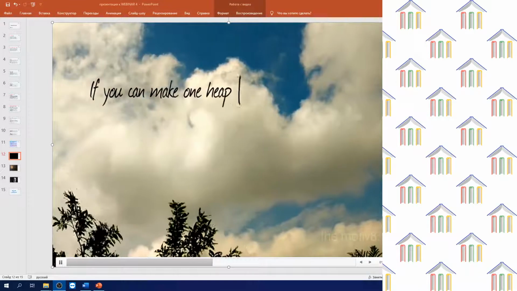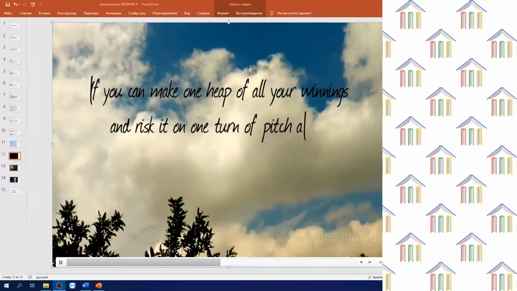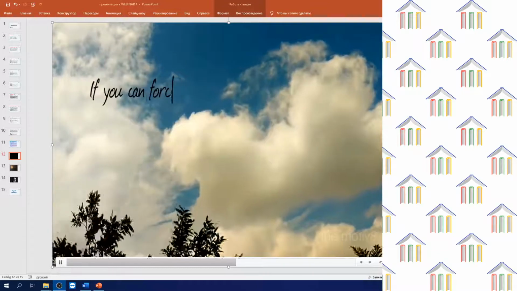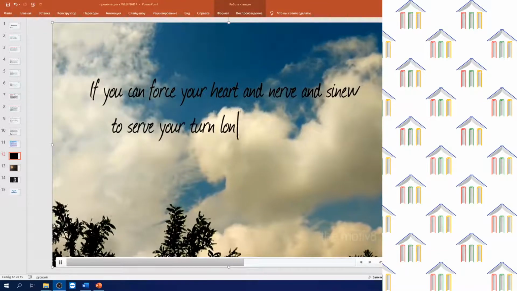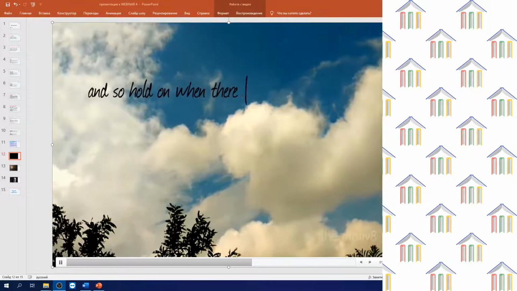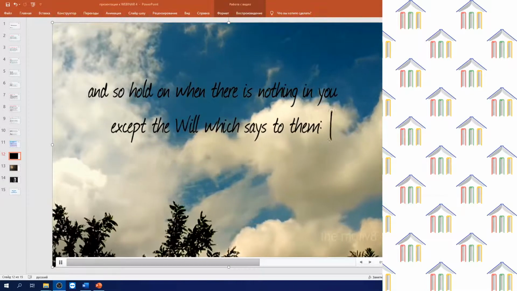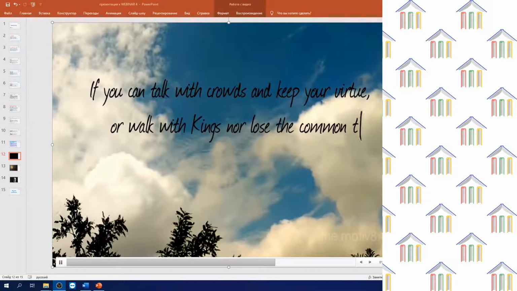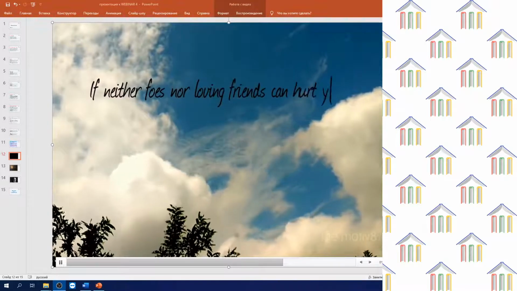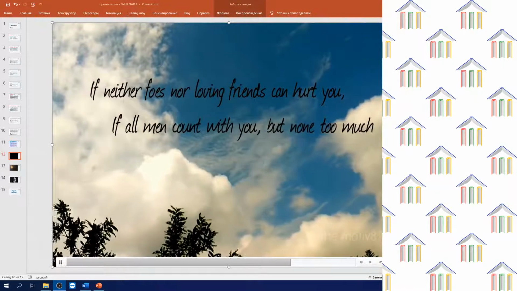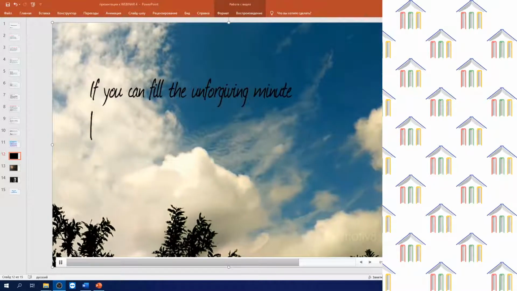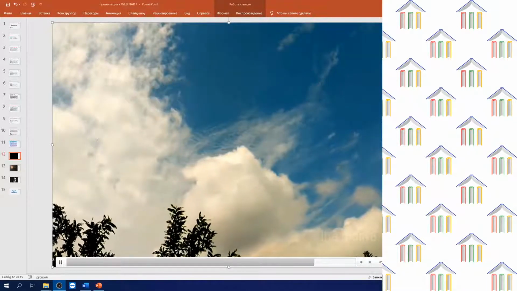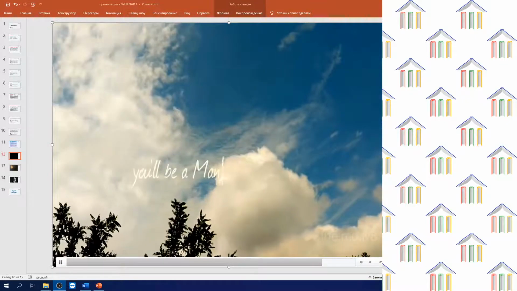if you can make one heap of all your winnings and risk it on one turn of pitch and toss, and lose and start again at your beginnings and never breathe a word about your loss, if you can force your heart and nerve and sinew to serve your turn long after they are gone, and so hold on when there is nothing in you except the will which says to them, hold on, if you can talk with crowds and keep your virtue, or walk with kings, nor lose the common touch, if neither foes nor loving friends can hurt you, if all men count with you, but none too much, if you can fill the unforgiving minute with 60 seconds' worth of distance run, yours is the earth and everything that's in it, and, which is more, you'll be a man, my son.